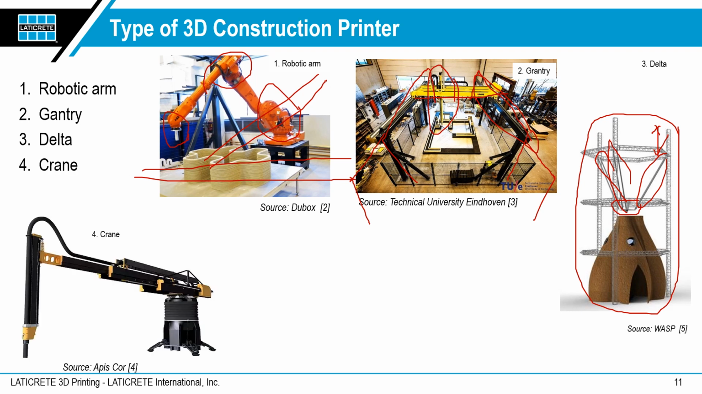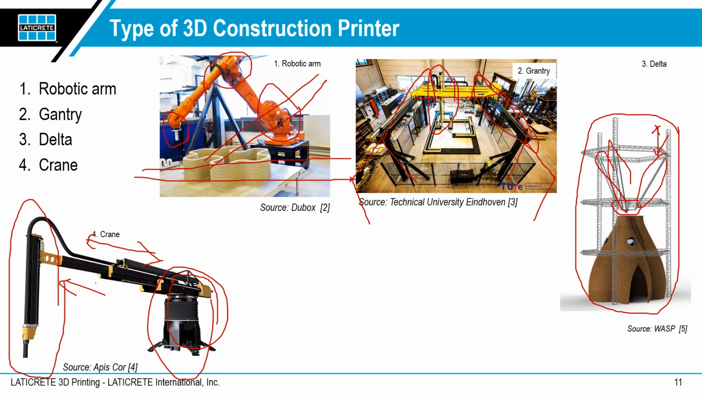The fourth one is the crank type 3D printer. The crank type 3D printer usually consists of one tower which supports a cantilever arm, in which the extruder is mounted at the tip of the cantilever arm. The cantilever arm can be extended to a certain degree to increase the printing area of this printer. Similarly with its column, the height of the column or tower can usually be adjusted.